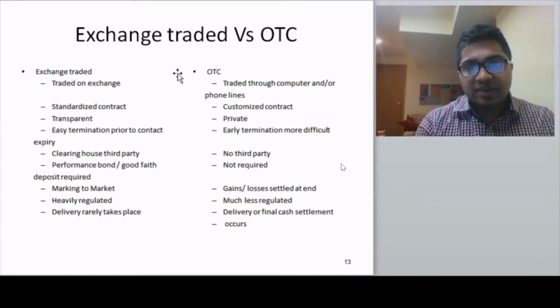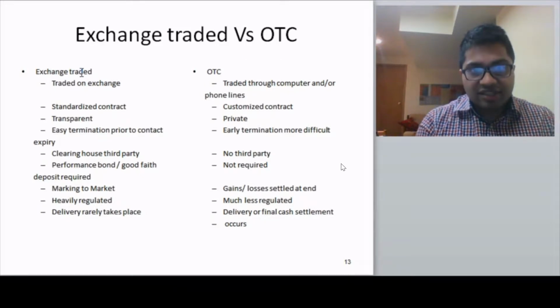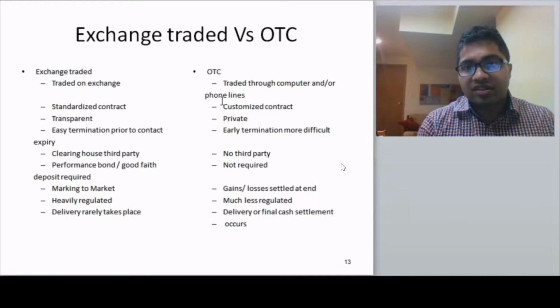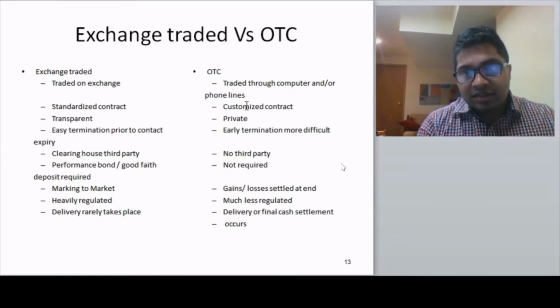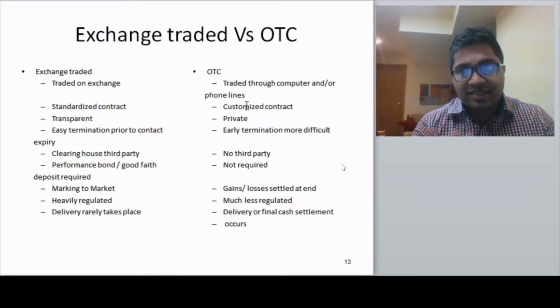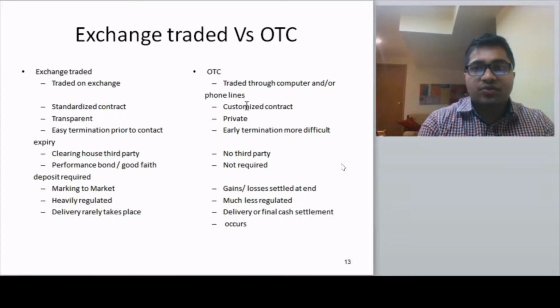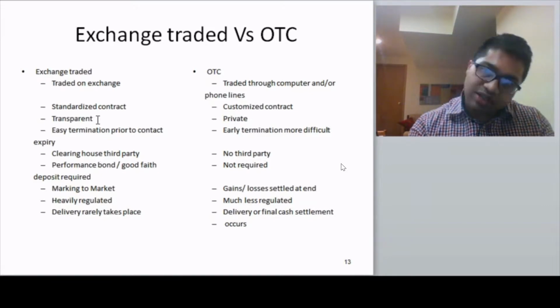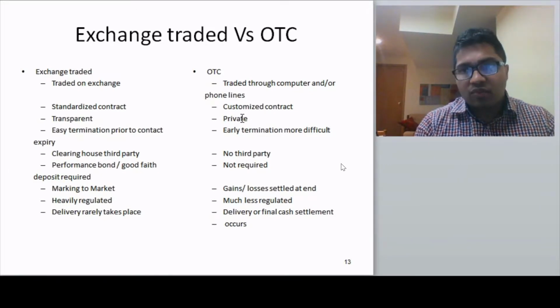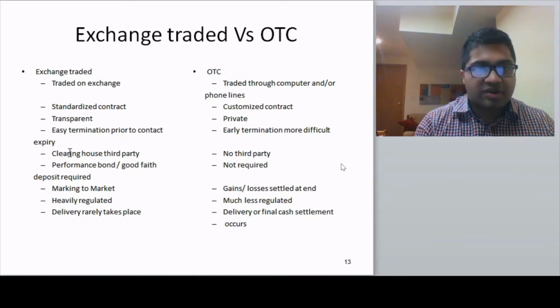Now this is the difference between exchange traded and OTC. Exchange traded, that is futures, trade on an exchange. OTC contracts trade through computers and phone lines, so they trade majorly on the dealer network. Futures are standardized contracts, standardized in terms of quantity as well as quality. OTC are extremely customized, which means both parties can decide what to buy and sell. Futures are transparent, because numbers are shown. How much trading of futures happens is generally visible. Forwards are private, so no one knows how much trading happens.